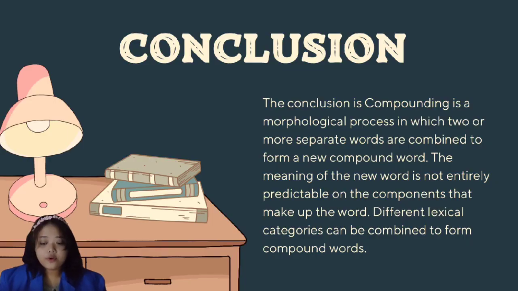Okay, so for the conclusion, compounding is a morphological process in which two or more separate words are combined to form a new compound word. The meaning of the new word is not entirely predictable from the components that make up the word. Different lexical categories can be combined to form compound words.